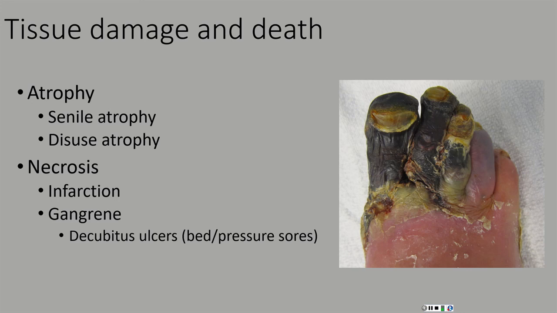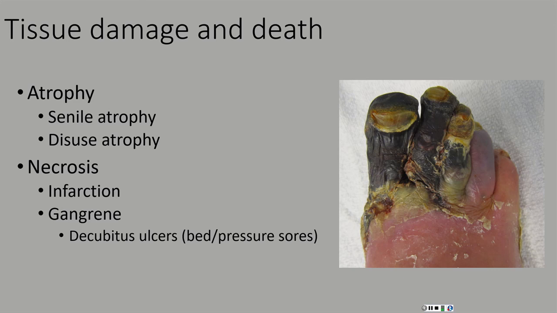Let's talk about tissue death. Now, let's talk about first something called necrosis. Necrosis is premature pathological death of tissues. And there's a few types of necrosis. There's something called infarction. Infarction happens when there is sudden tissue death, and that tissue death is because of a loss of blood supply.